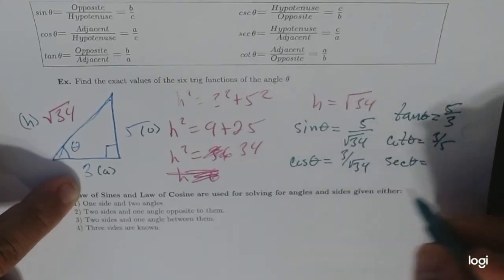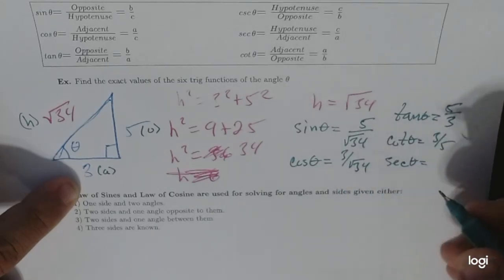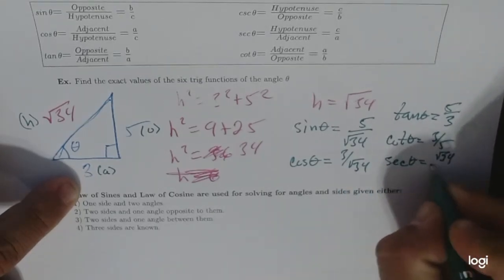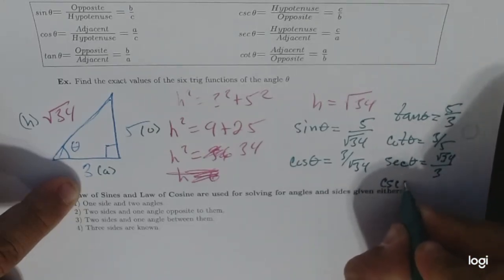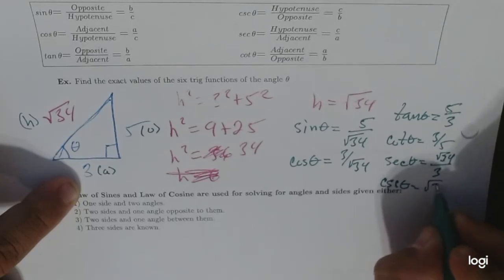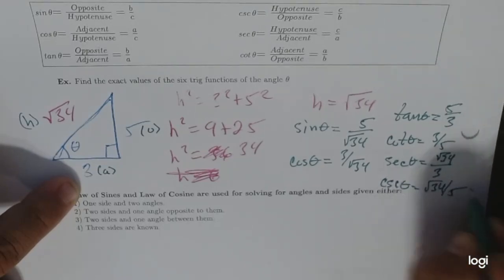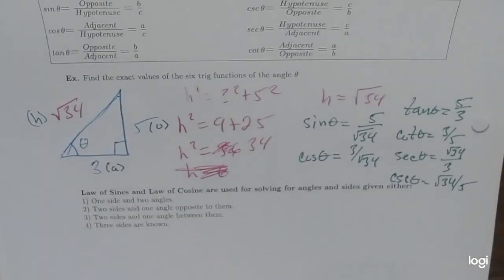Secant theta is the reciprocal of cosine, so that's going to be radical 34 over 3. And then finally, cosecant theta is the reciprocal of sine, so radical 34 over 5. Okay, and that's pretty much it. That's basically the first section of the right triangle itself. The other ones will go into laws of sines and laws of cosines, but that's pretty much it for this one here.